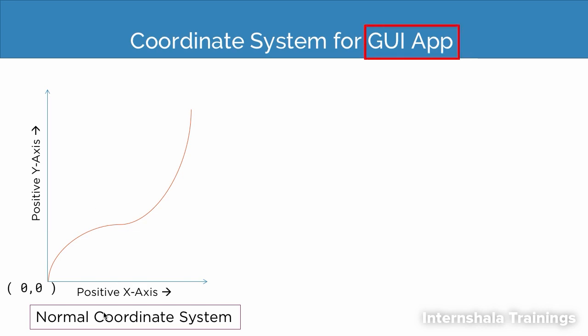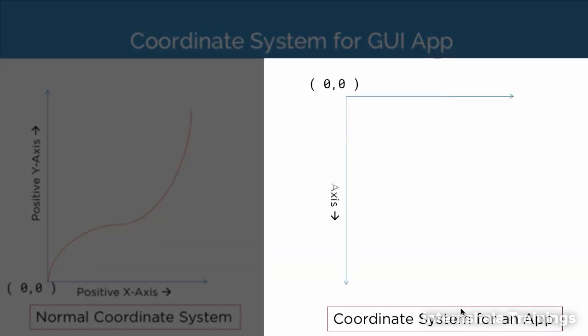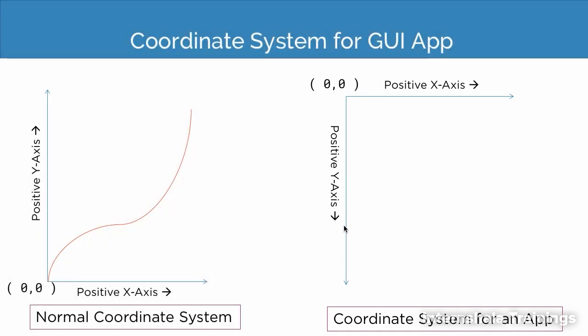But in case of GUI application, we have something different. We follow some other rule. In case of such application, we have a different coordinate system. As for example, from the origin along the right we have the positive x-axis, and from the origin till the bottom we have the positive y-axis. Now if you compare the left hand side with the right hand side, then you will find that the y-axis in both the case is totally opposite to each other.